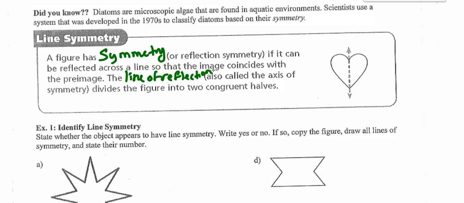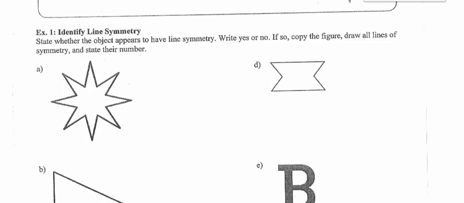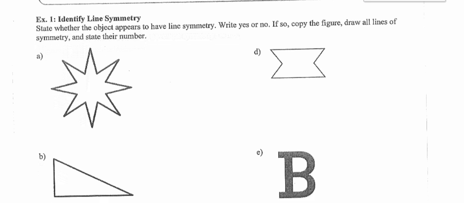So take a look at this heart. You'll notice here on the right, it's exactly the same as on the left. So that heart has symmetry to it. So here it says to identify line symmetry. So we're just going to go ahead and figure out if it is symmetrical, if it can be split in half, and then if so, how many times.